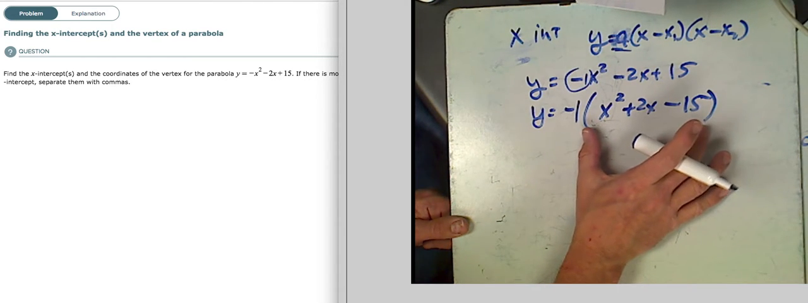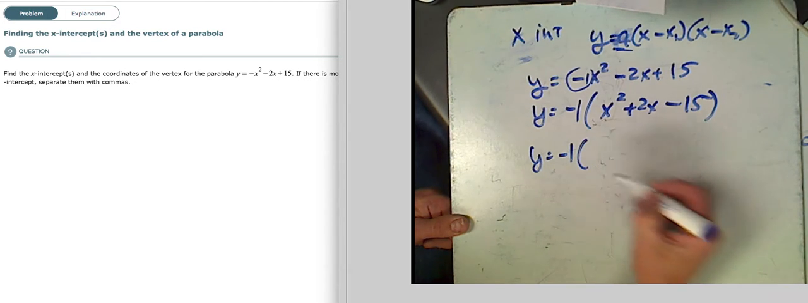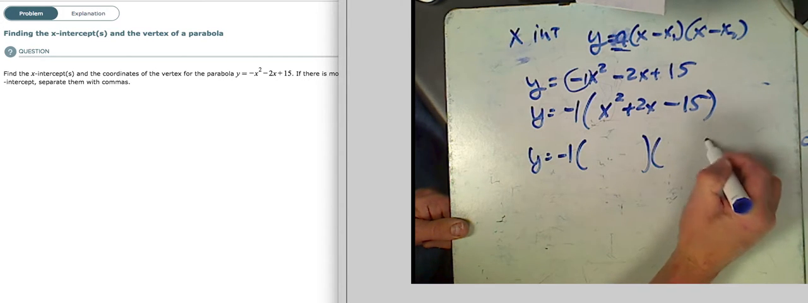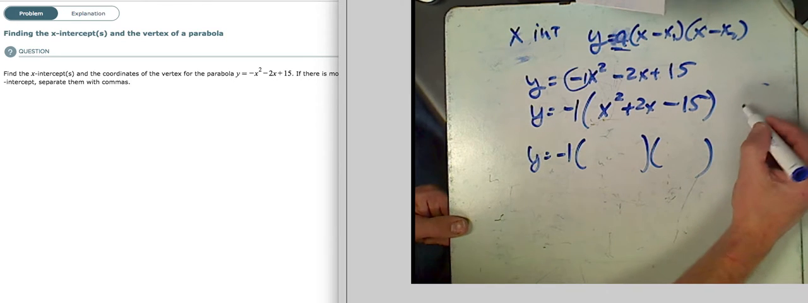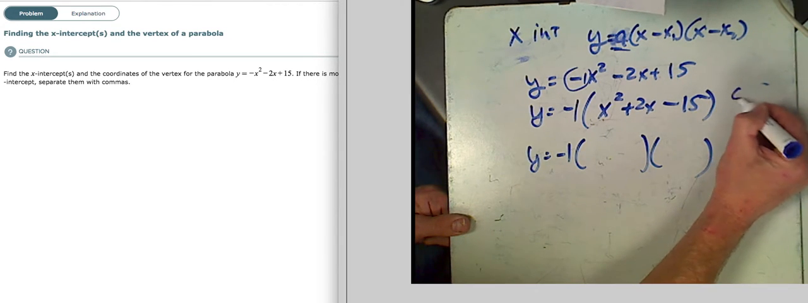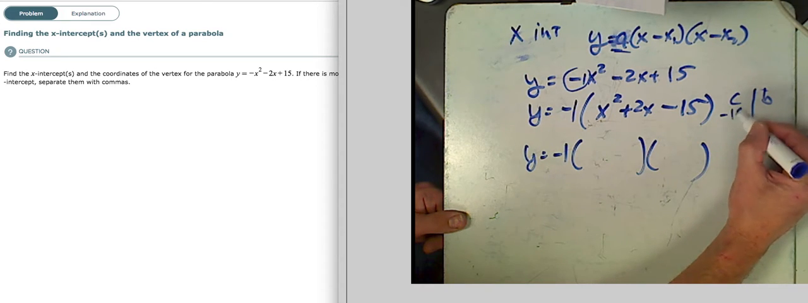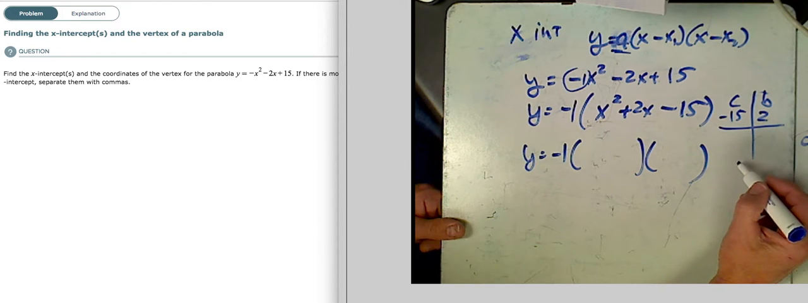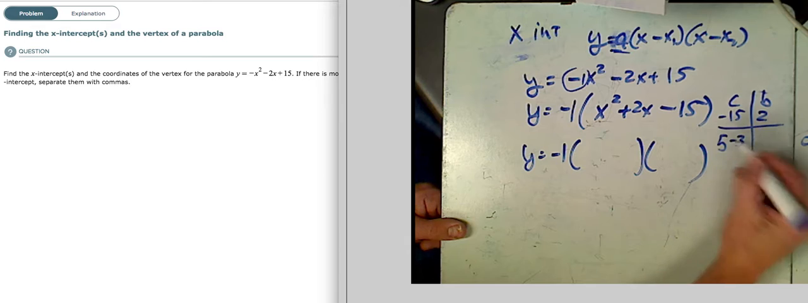Now I'm just going to work in here. I'm going to keep bringing my a down, right? My vertical flip. And I'm just going to work inside here, and I'm going to factor this. Now that my a is 1, that job gets to be pretty easy because I'm just looking for factors of c that add to b, right? Which in this case would be factors of negative 15 that add to positive 2. Well, those factors are going to be positive 5 and negative 3.